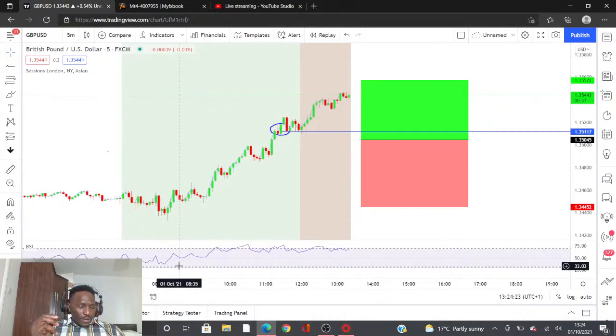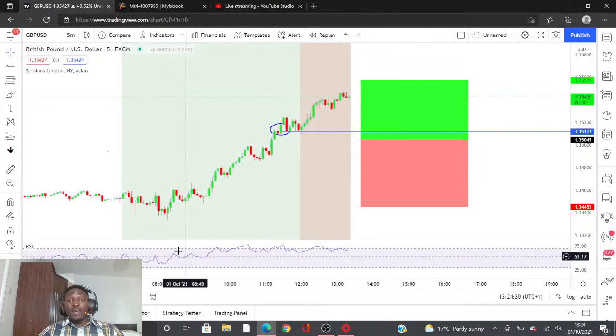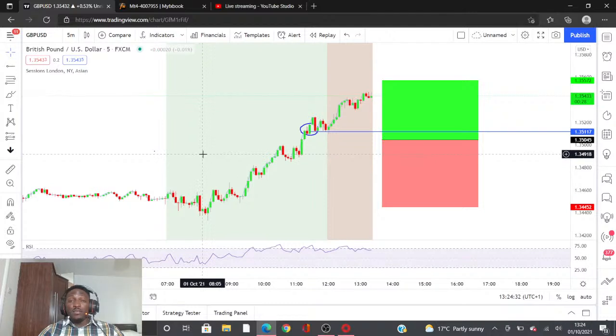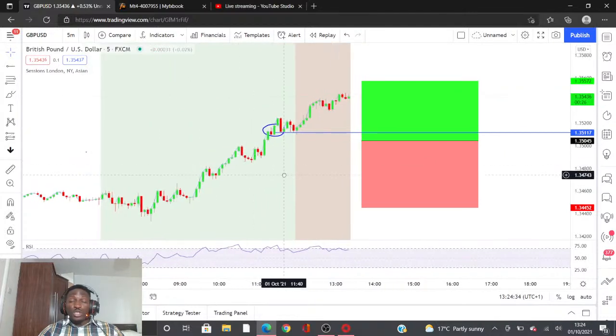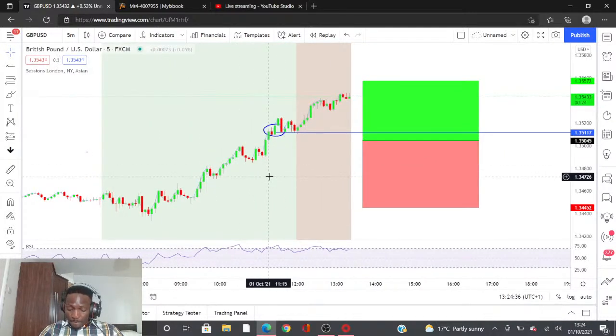So in terms of a strategy like this, 30, 40 pips. There are other strategies where I aim to get 40, 50, maybe even 60 pips. But usually minimum 30 pips.